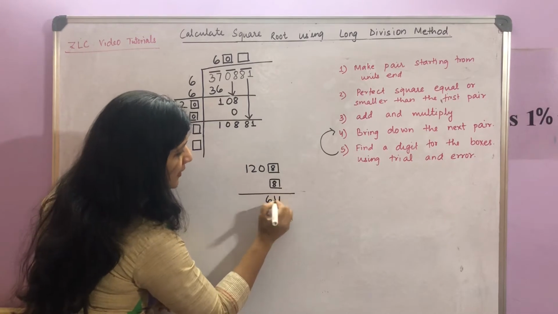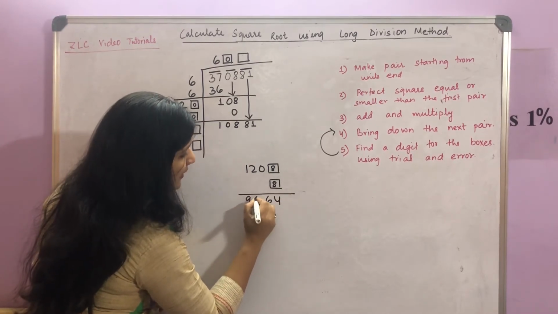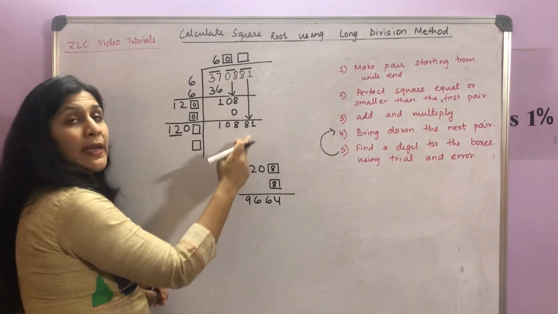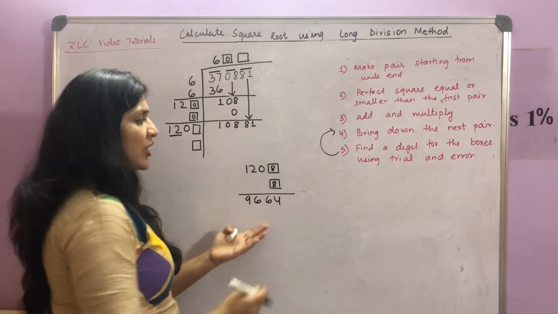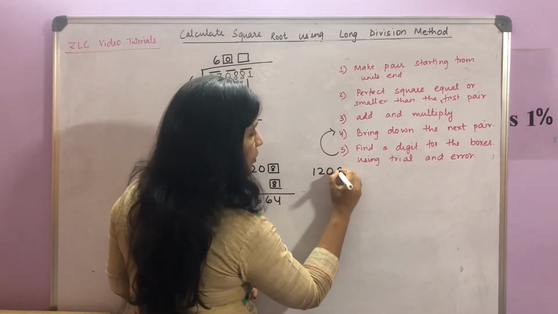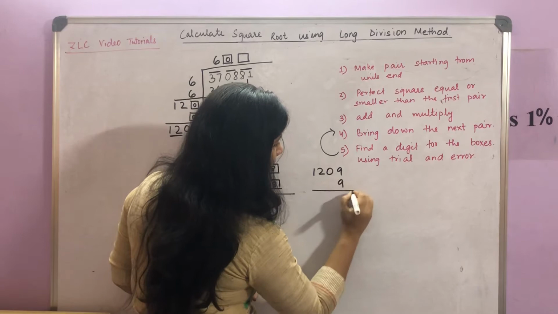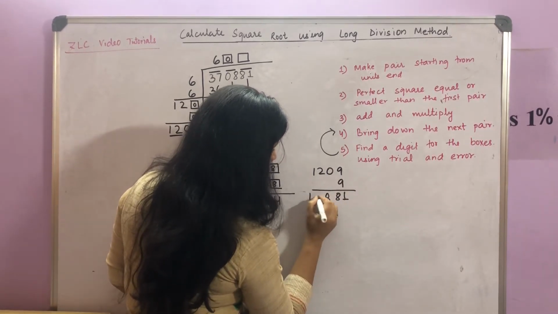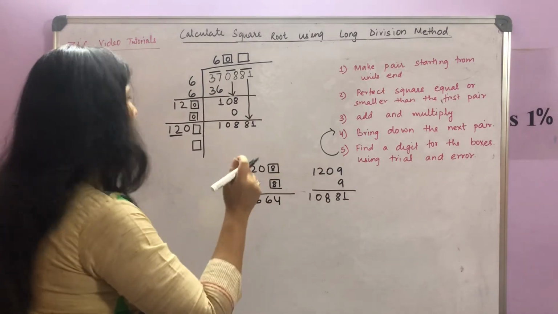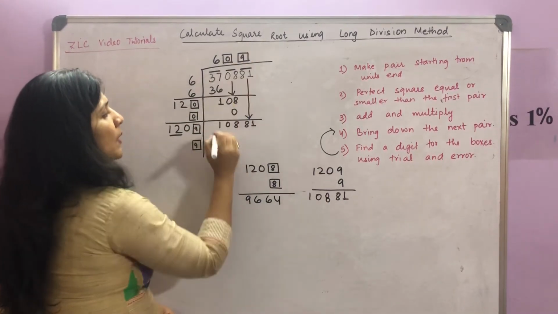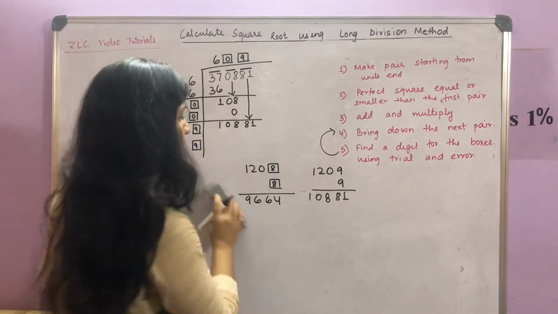I get 64 and 96. It is very small compared to 10881. So I'm going to give 9 a try. I'm going to try 1209 multiplied by 9. That's going to be 81, 8 and 108. So 9 is my digit. I'm going to put 9 everywhere. There is a box and let me erase this.